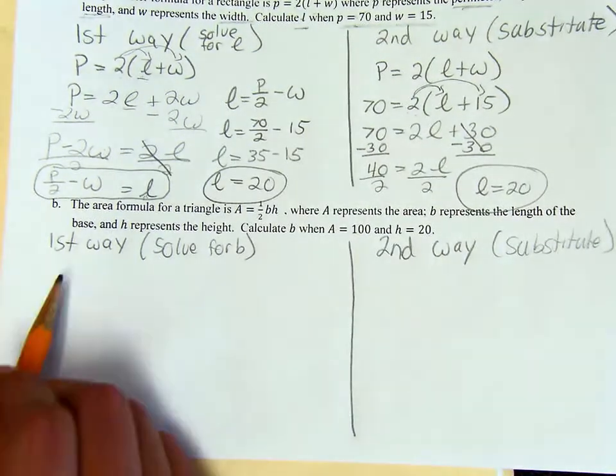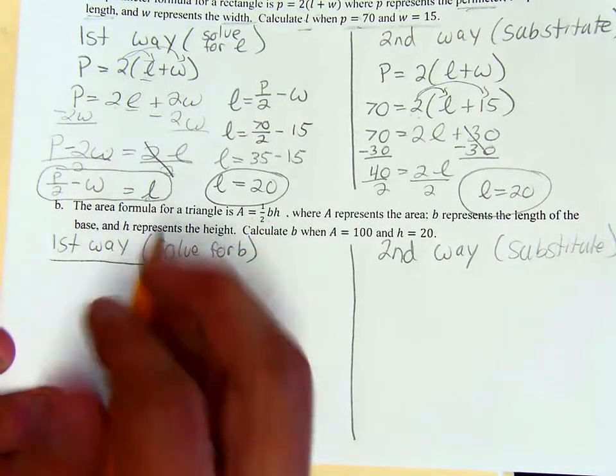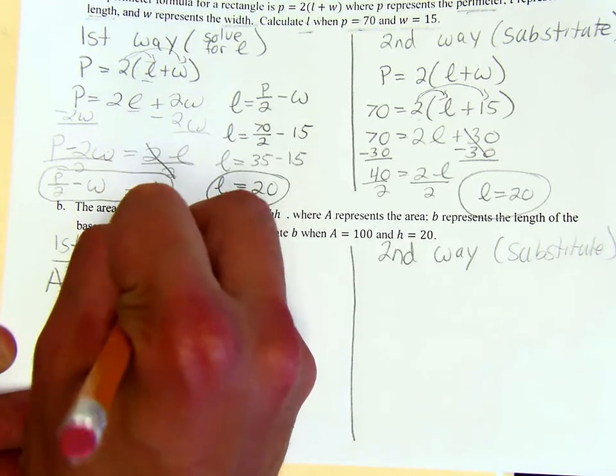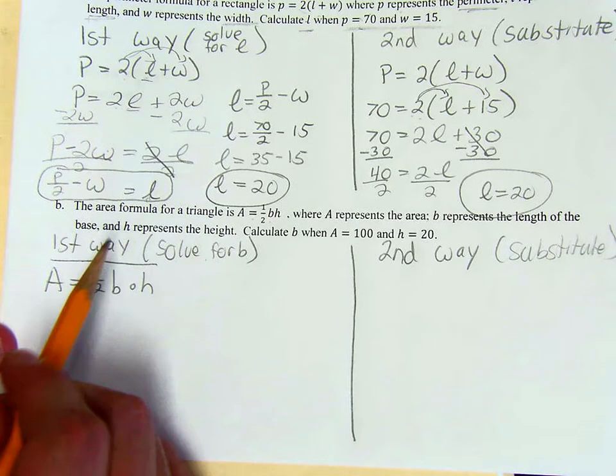So this first way, we're going to solve for B first. We have area is equal to 1/2 base times height. First, let's get rid of this 1/2. How do we get rid of 1/2? Let's multiply both sides by 2.